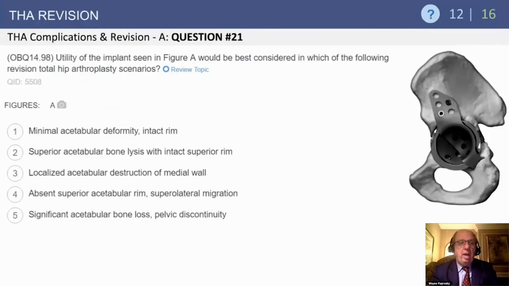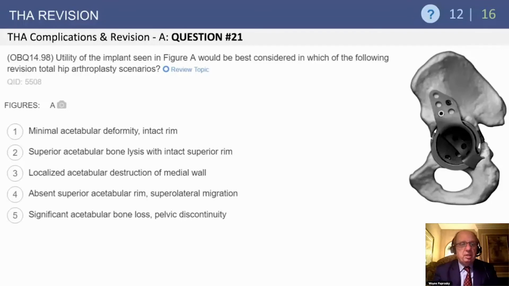However, what happens when we look at this picture on the right, utility of an implant seen in figure A. So now this is a cup with a cage over it. Well, that's a belt and suspenders and then some. So that certainly is going to be beyond a type 2, and it would be either a 4 or 5, superior rim, superior lateral migration, or significant bone loss.